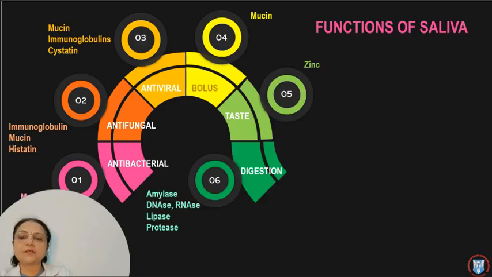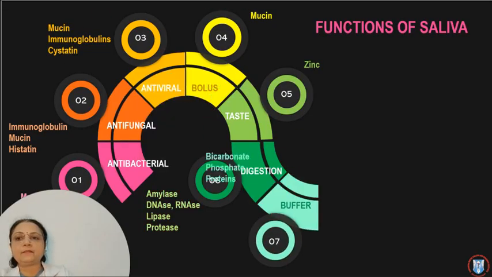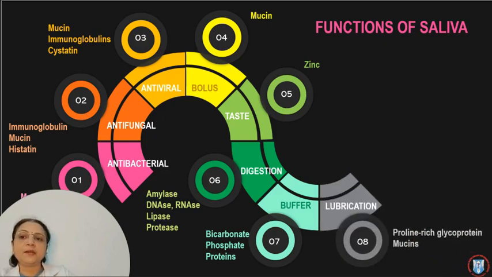Saliva plays a major role in the digestion of starch due to amylase in them. They also have DNase, RNase, and proteinase, which digest protein, and lipase digests lipid in the food. The buffering action of saliva is brought about by bicarbonate and phosphate ions and various proteins in them. The lubrication ability of saliva is mainly due to proline-rich glycoprotein and mucin in them.